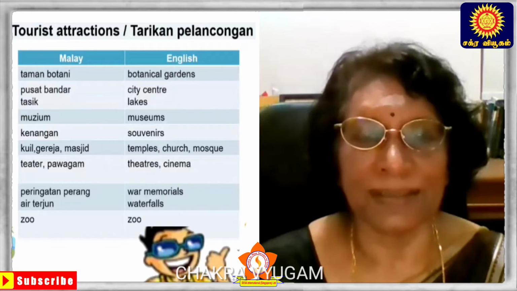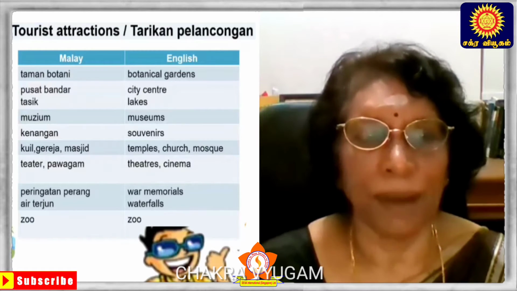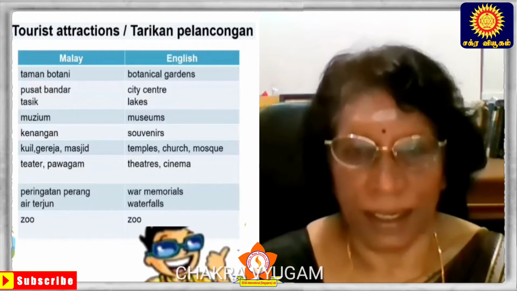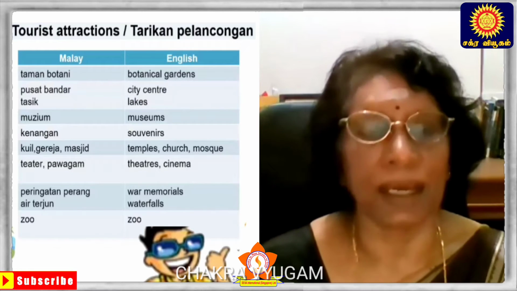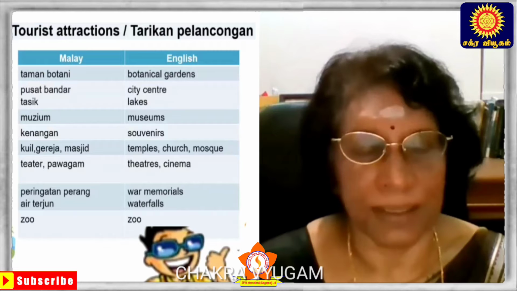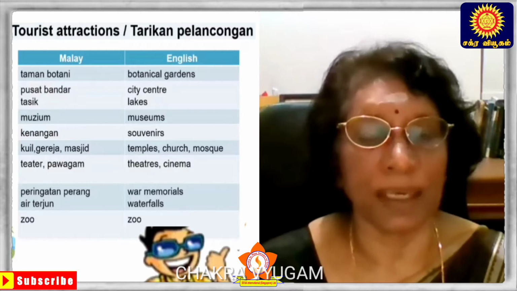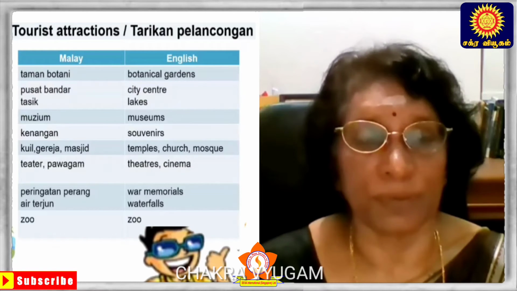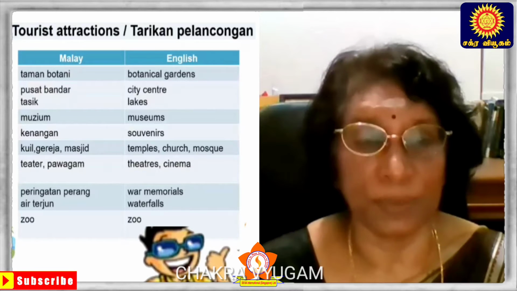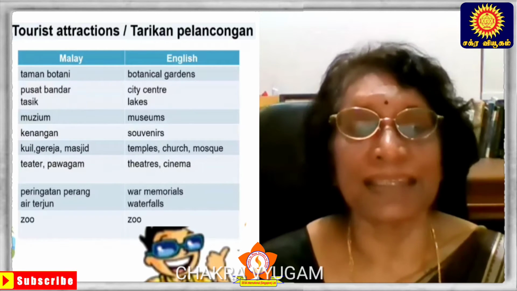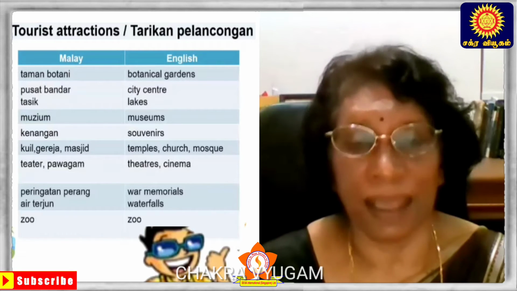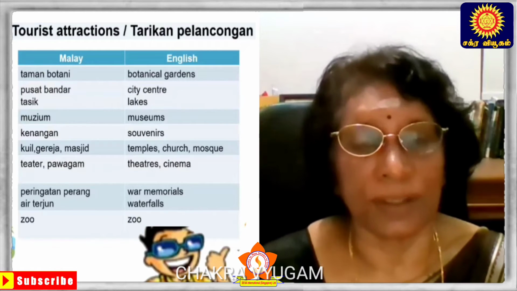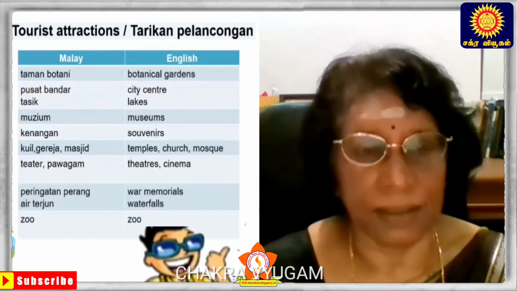All right, some of the places common in many countries. Taman Botany, which is the botanical gardens. Now, of course, you can say Taman, which is garden, right? So if you want to go to a particular garden, you just say Taman and give the name of the place. But botanical gardens are usually the ones managed by the government, where they have a display of different types of plants that are native to that country, especially, right? Pusat Bandar, city center. Tasik is lakes. So some places have different lakes. So you have to give the name of the lake if you are interested in going to that particular lakeside.